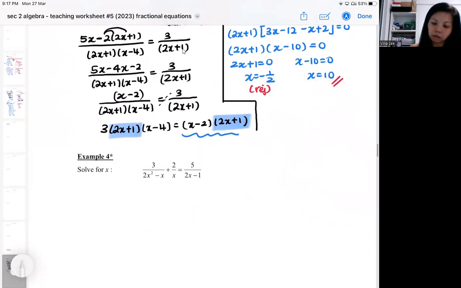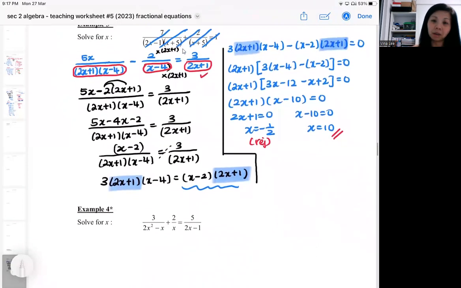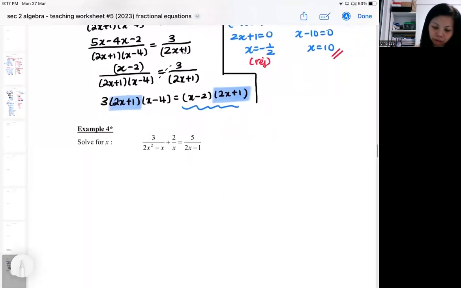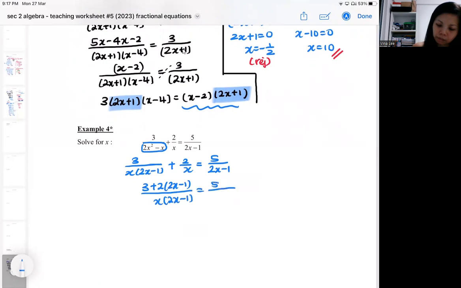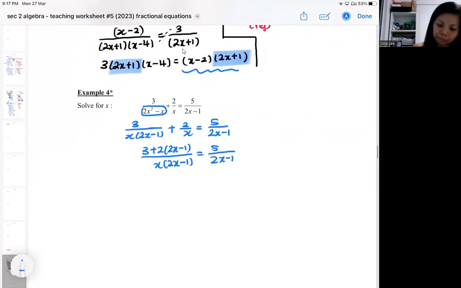In a similar process, I'm going to show you the next one. But the next one will require you to factorize first. So this part needs you to factorize first. After you factorize, you realize that the denominators are somehow similar. It's like x, 2x minus 1, x, 2x minus 1. You still make same denominator, and they simplify.